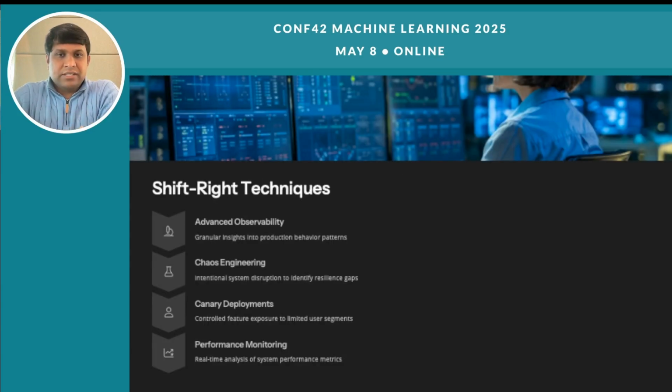When it comes to shift right techniques, you have advanced observability, where you have granular insights into the production behavior patterns. You have so many different tools like Dynatrace, Splunk, or Grafana. All these tools are available in the market. And you have chaos engineering, where you have intentional system disruption. Every cloud provider has their own tools. AWS has the AWS Fault Injection Simulator, or Google Cloud Chaos Engineering, or Azure Chaos Studio, or you have standalone tools like Chaos Mesh or Litmus.